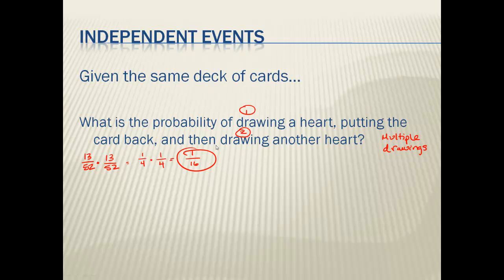Okay? So hopefully you see the difference there. We have 1, 2 draws, which means multiple drawings, which means we multiply. So we just take the probability in both cases, multiply them together, and that gives us our answer. So remember, one drawing, you add. More than one drawing, you multiply.